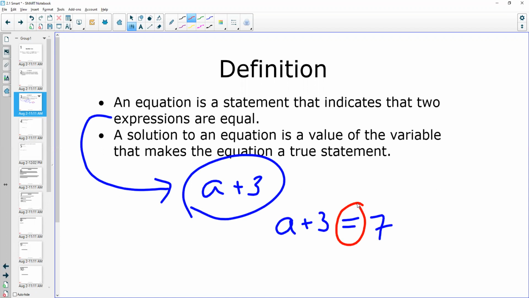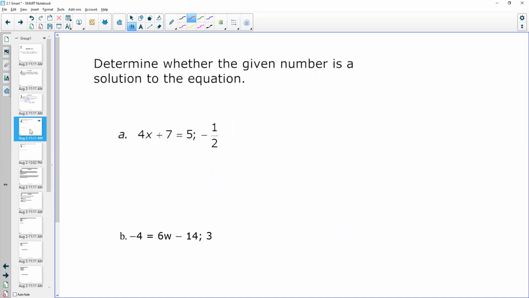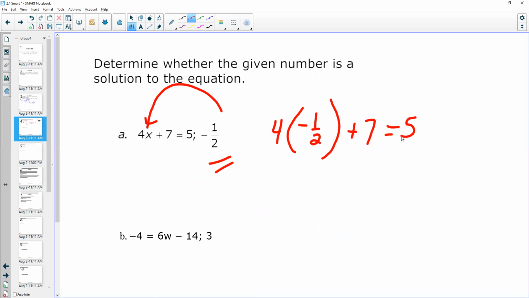The solution to an equation is the value of the variable that makes the equation true. That's it. We're looking for what a would have to be for a plus 3 to be 7. So to begin with in this section, we want to decide if the given value, in this case -1/2, is actually a solution. And the way we do that is to put it in for x. So I have 4 times -1/2 plus 7 equals 5. We're just going to replace. 4 times -1/2, well, you can do that in your calculator if you want, I know it's -2, plus 7 equals 5.